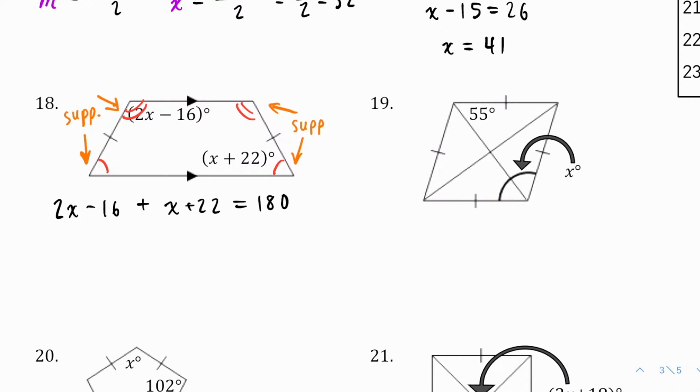So I'm going to combine my like terms. 2x plus x is 3x. Minus 16 and plus 22, that's plus 6. I think I did that right. Second guessing myself. So 3x plus 6 equals 180. 3x equals 174. x equals 58.